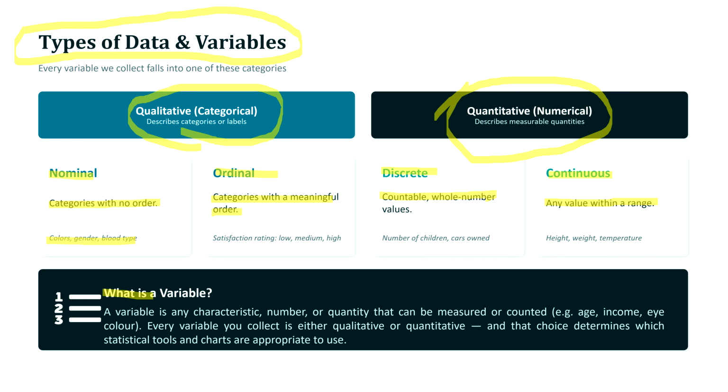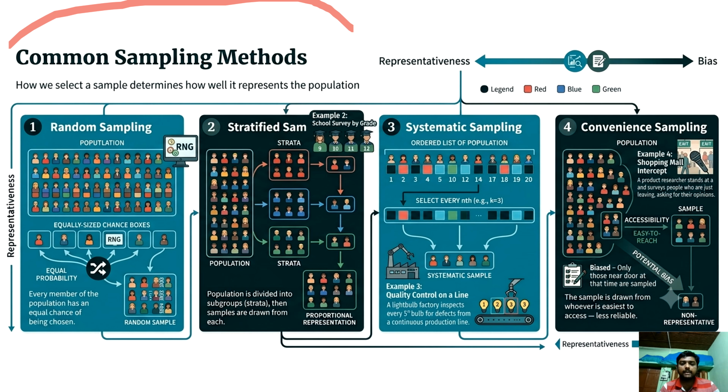Then, what is a variable? A variable is a characteristic, number, or quantity that can be measured or counted. Example, age, income, eye color. Every variable you collect is either qualitative or quantitative, and based on that, it determines whether the data is qualitative or quantitative. Depending on that, the appropriate statistical tools or charts can be used for proper results. Okay. Common sampling methods.